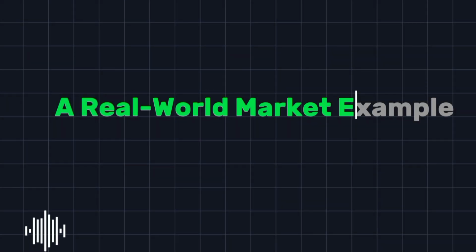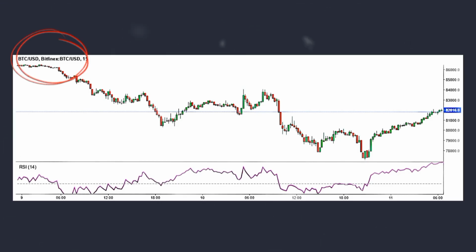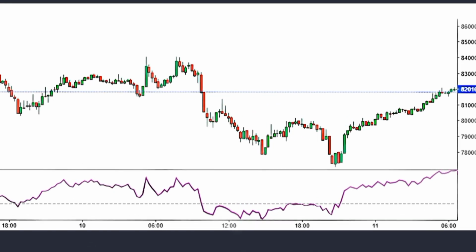A real-world market example. This is the 15-minute Bitcoin chart. As we can see, there is a dominant downtrend. Toward the end of this downtrend, the price formed a lower low, while the RSI formed a higher low, indicating a bullish divergence. Once the RSI broke above the 30 level, a buy signal was triggered. Following this, the price started an upward trend.